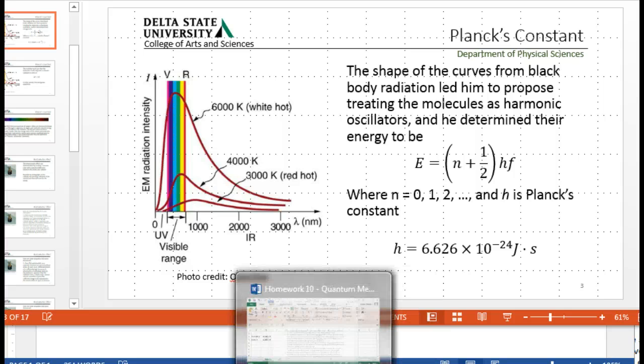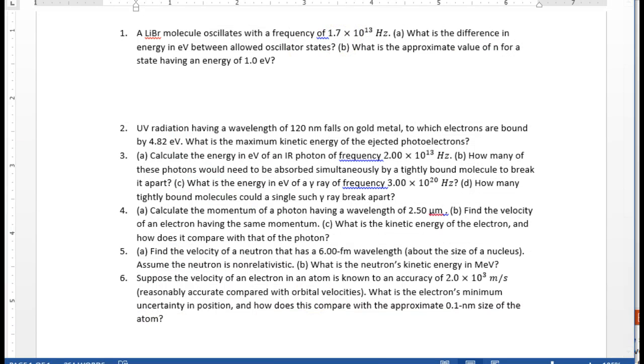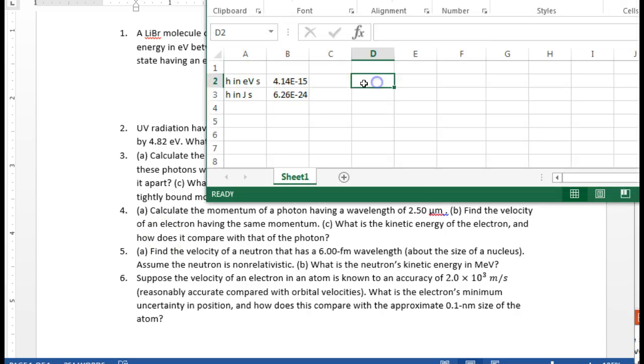All right. So we have an oscillator at 1.7 times 10 to the 13th. I've already stuck in h in eV seconds, which is 4.14 times 10 to the minus 15th electron volt seconds. So we're after hf. Our f is 1.7 times 10 to the 13, and so hf is simply the product of those two. So 7.04 times 10 to the minus 2.